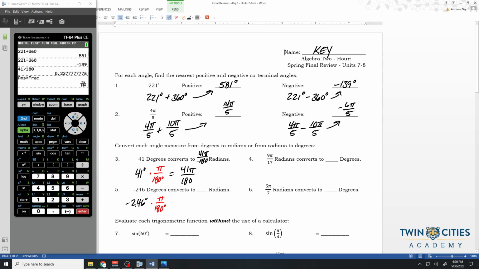All right, next, negative 246. Divide that by 180, ignoring the pi for now. Now this will reduce since these are both even numbers. We've got negative 1.36 repeating here. So let's do math, enter, enter, and I'll get negative 41 over 30. So this is negative 41, put your pi back in, over 30.